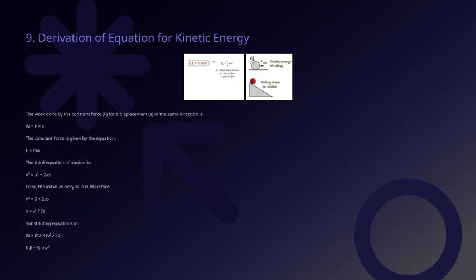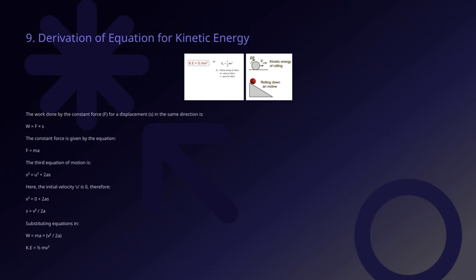We also see that v squared equals 2as, which comes from rearranging the previous equation. Since the initial velocity u is 0, we can write v squared as u squared plus 2as, which simplifies to just 2as in this case. Now, moving to the third equation of motion, F equals ma. This fundamental law relates force, mass, and acceleration directly.